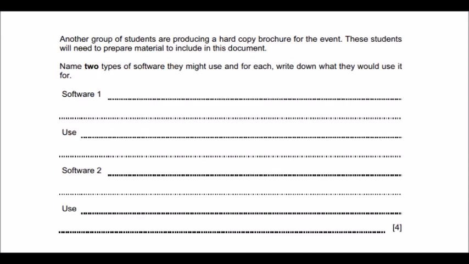Next question. Name 2 types of software they might use, and for each, write down what they will use it for. For this task, you need to read the question first. Another group of students are producing a hard copy brochure for the event. These students will need to prepare material to include in this document. Now, name 2 types of software they might use for this purpose. Of course, they will need document editing software, e.g. Microsoft Word. For sure, they will need Microsoft Word. Then, what do they use it for? They will use it to type and edit their text.